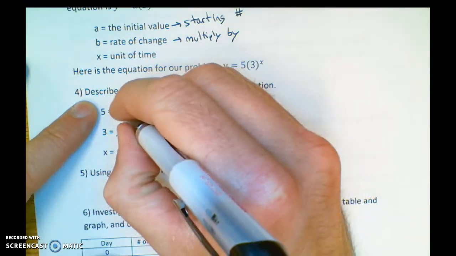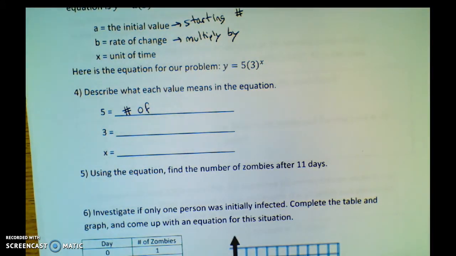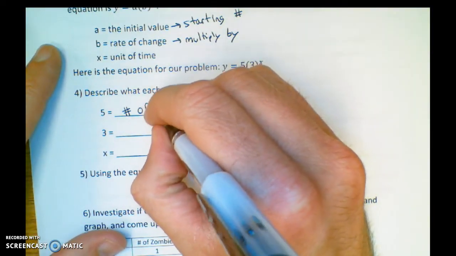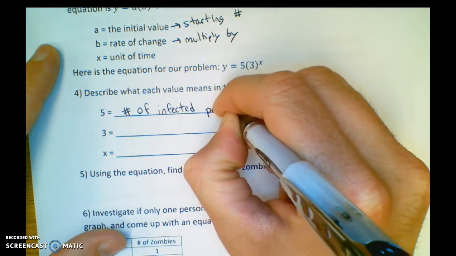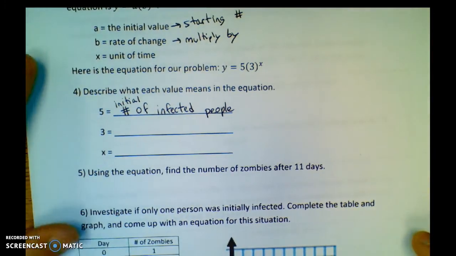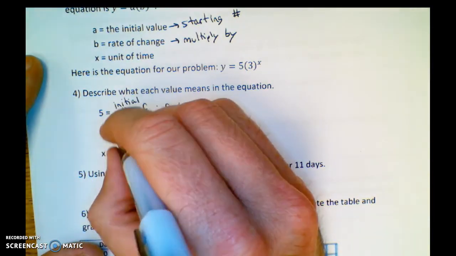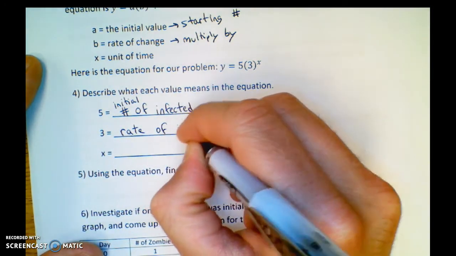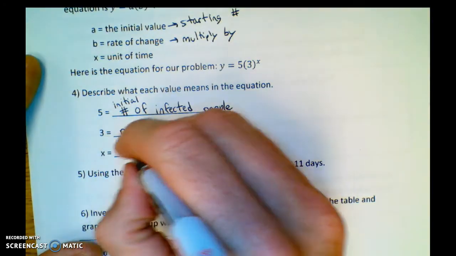5 was the initial number of people infected. I should say initial. That's the very first. So 5 people were initially infected. 3 was the rate at which you could infect others. I'm going to say the rate of infection. And x in our case was number of days.